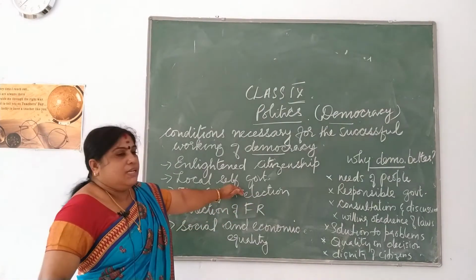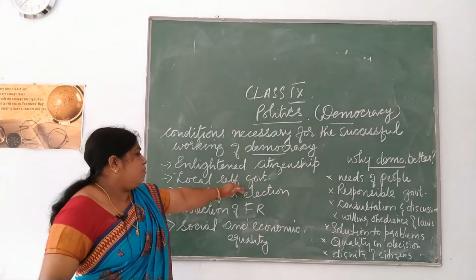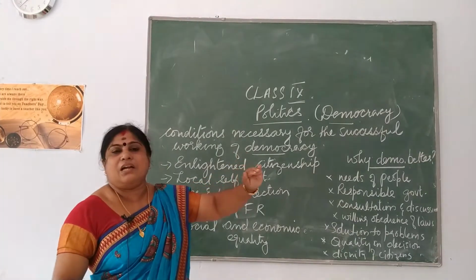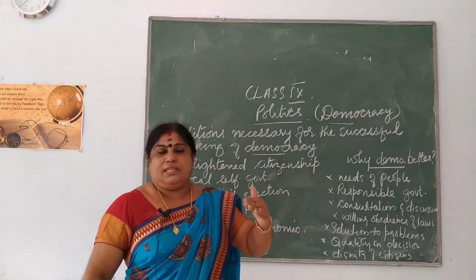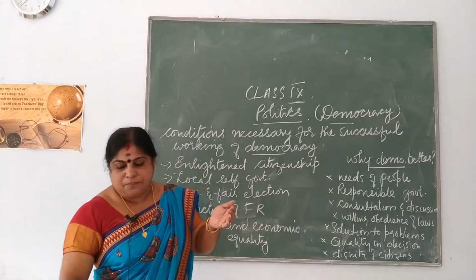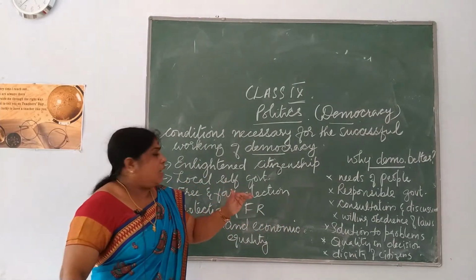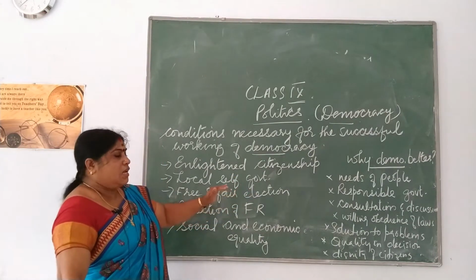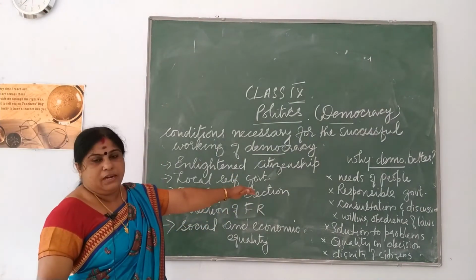Now next is local self-government. Local self-government means administration should start from the lower level itself. That is, in one term, you call it decentralization. And it's essential that administration should be decentralized and it should begin from the lower levels.